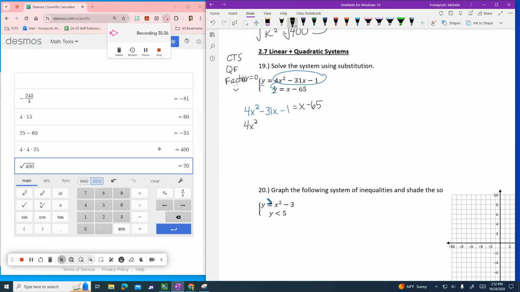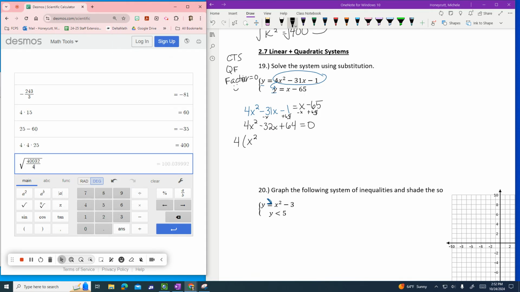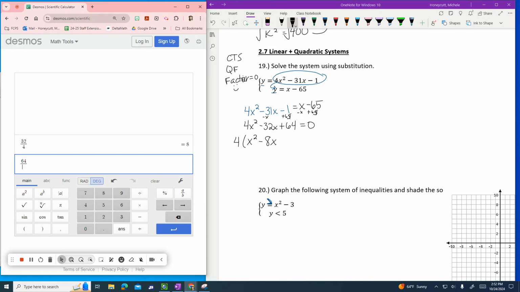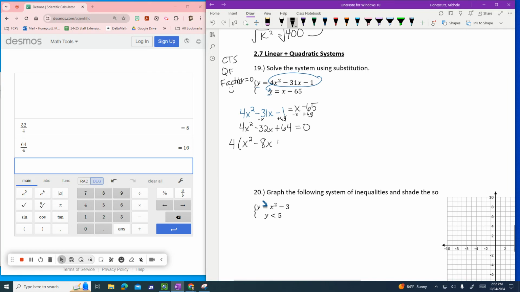So 4x squared, if you subtract the x on both sides, we have minus 32x. Add 65 to the like terms. We have plus 64. Then when I go to solve this, I know that I see that there's a common factor of 4. So if you factor out a 4, 32 divided by 4 is 8, so x squared minus 8x. 64 divided by 4 is 16.